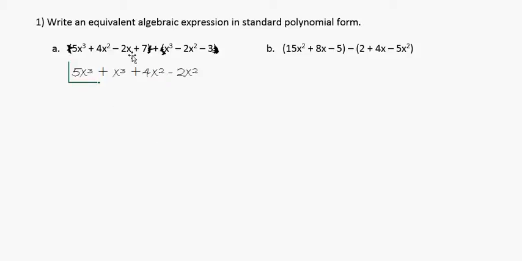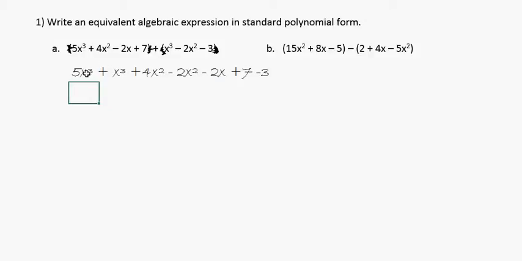Now I'll look at my x term. I've done my x cubed, I've done my x squared. Looking at my x term, I have no x term over here. So I will just say minus 2x. And I'm done with the x's. Now I have my two constant terms, the ones with no x's. I have a plus 7 and then plus a negative 3, or I have plus 7 minus 3.